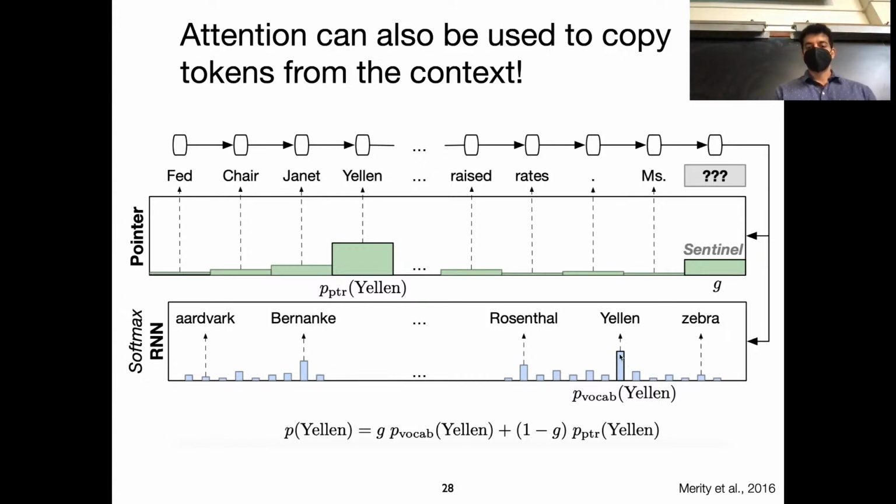So you can see it gives some probability to Yellen, but it also gives probability to Bernanke, who I guess was a previous or subsequent Fed chair. And so if I do some sort of averaging between the copied probabilities, which is just the attention distribution, and the softmax probabilities, I will upweight Yellen and downweight Bernanke. So this is good for me. All right, any questions?